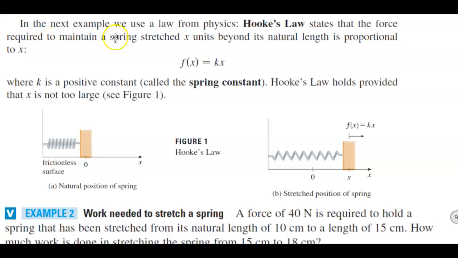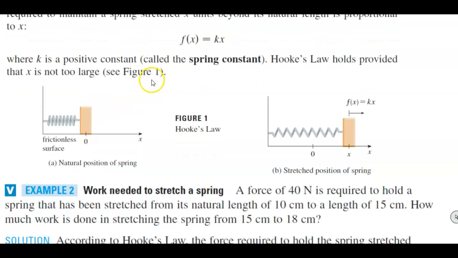In the next example, we use a law from physics. Hooke's law states that the force required to maintain a spring stretched x units beyond its natural length is proportional to x. So f of x is equal to kx, where k is a positive constant called the spring constant. Hooke's law holds provided that x is not too large. So let's take a look at figure 1.